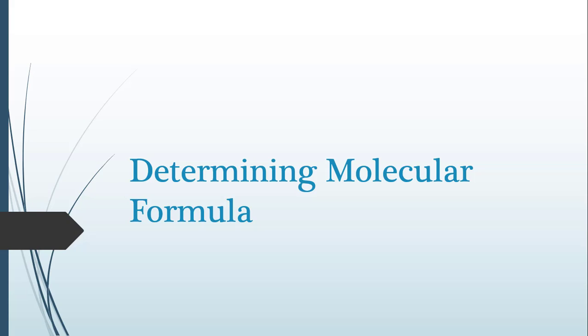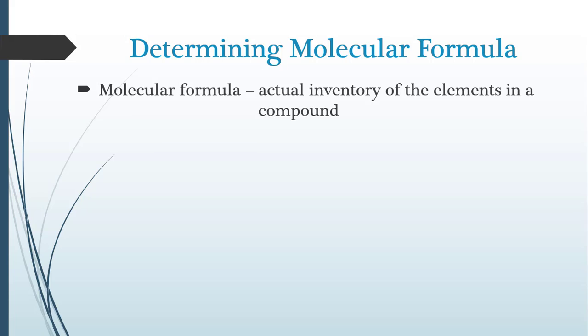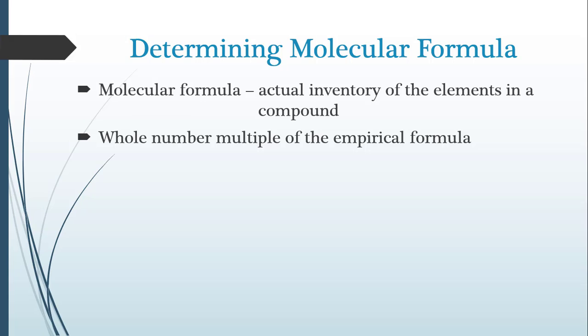In this video, we're going to move on from determining the empirical formula to determining the molecular formula of a compound. Now, the definition of molecular formula: it's the actual inventory of the elements in a compound. It tells you the number of each element in the compound. The molecular formula will be a whole number multiple of the empirical formula, but that whole number can be 1. Sometimes the empirical formula and the molecular formula are the same.